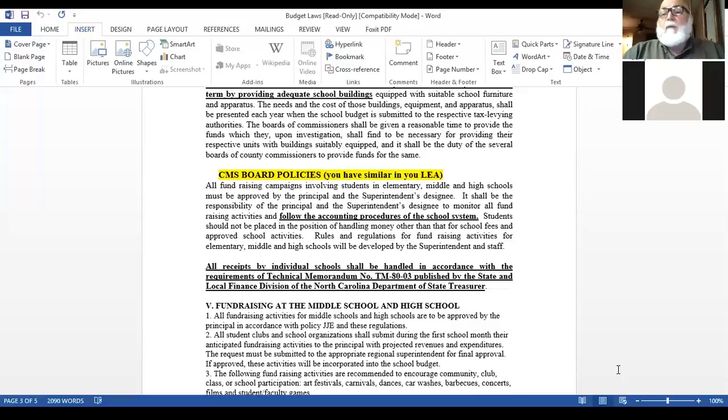In my opinion, regardless of who's doing the fundraising, if it's coming to your school, you need to make sure you follow all accounting procedures of the school system. It says that the superintendent or his designee will monitor all fundraising activities, and follow the accounting procedures of the school system. So I would argue that in CMS, if you let the PTA do the fundraising and the money got gone, there would be repercussions. I know from my time in the central office, a couple of cases where there were repercussions.